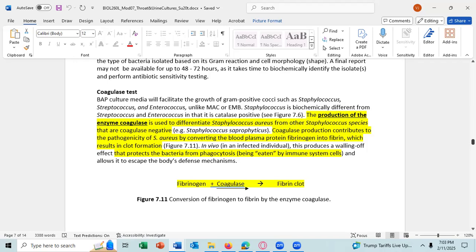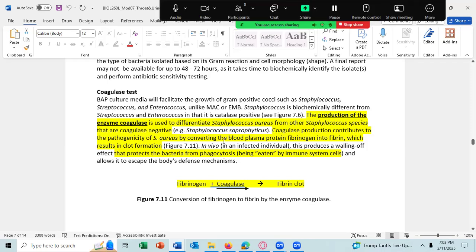So if you have the enzyme coagulase around, you'll get a blood clot, and the blood clot can protect the bacteria from phagocytosis, as well as from other factors of the host immune system. Phagocytosis happens by the white blood cells, which go out and eat things invading the body, such as the bacteria.